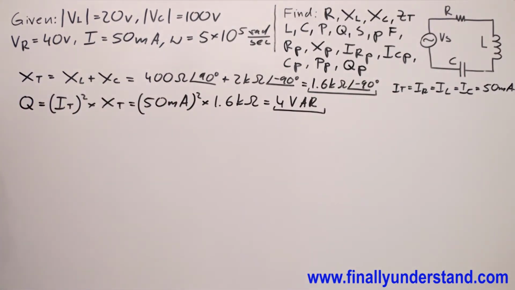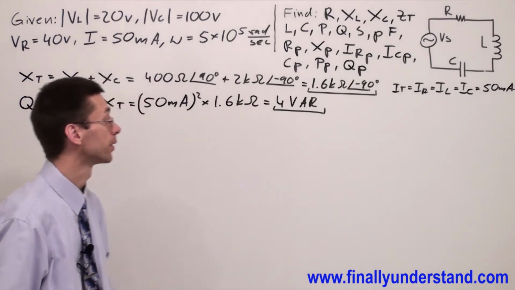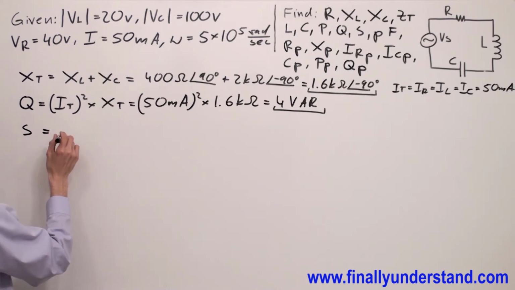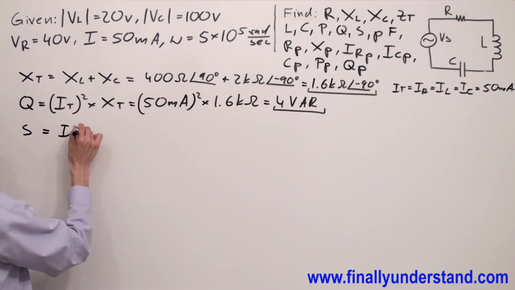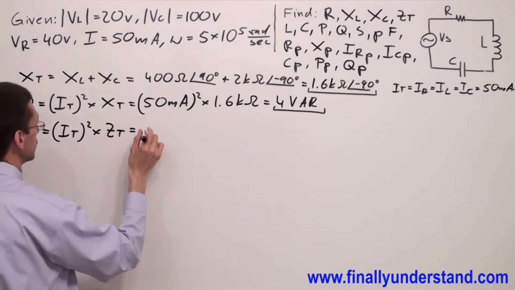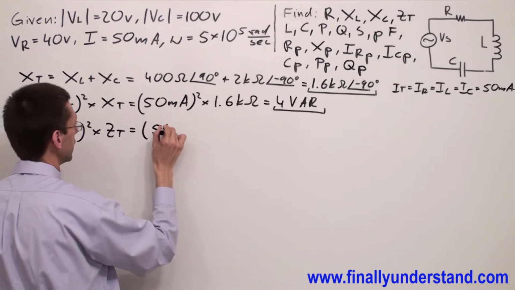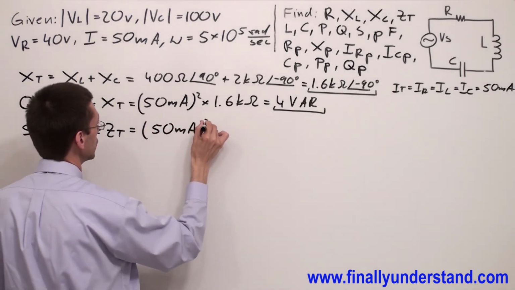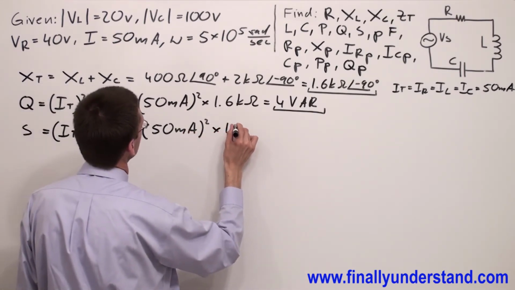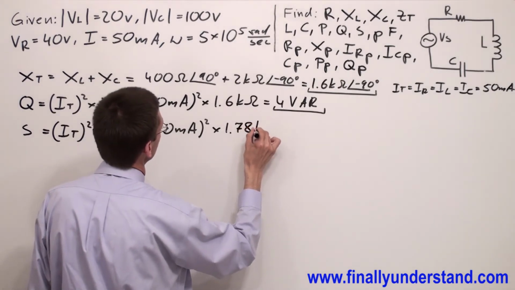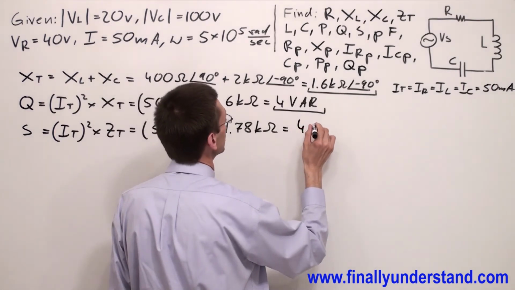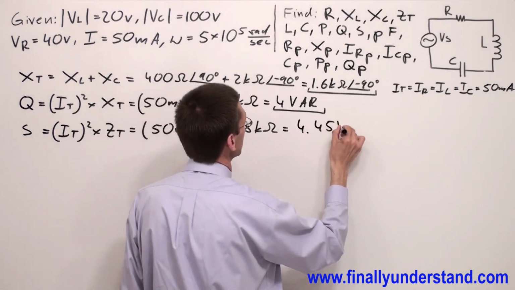Next, we're supposed to find the apparent power. Apparent power, S, is equal to I total raised to the second power times Z total. So this is equal to 50 milliamps raised to the second power times Z total, 1.78 kiloohms. Everything is equal to 4.45 volt ampere.